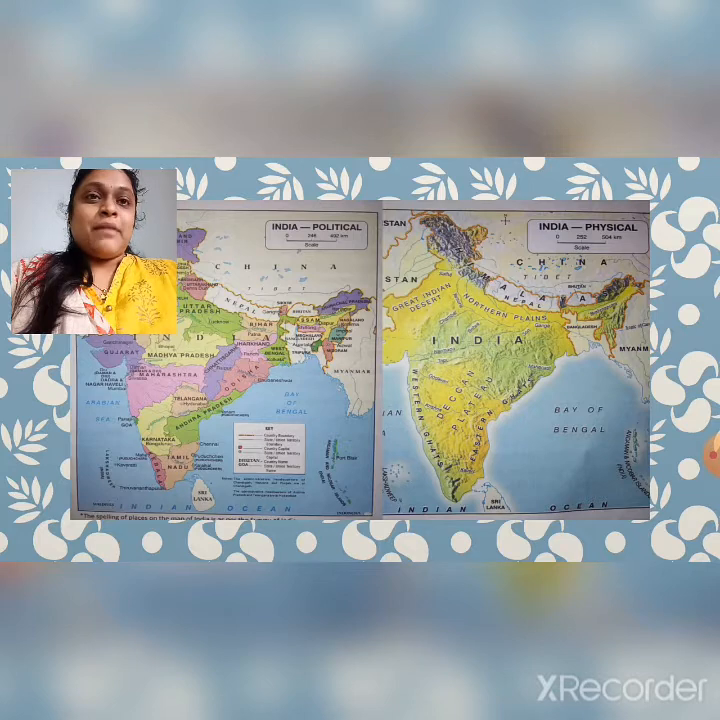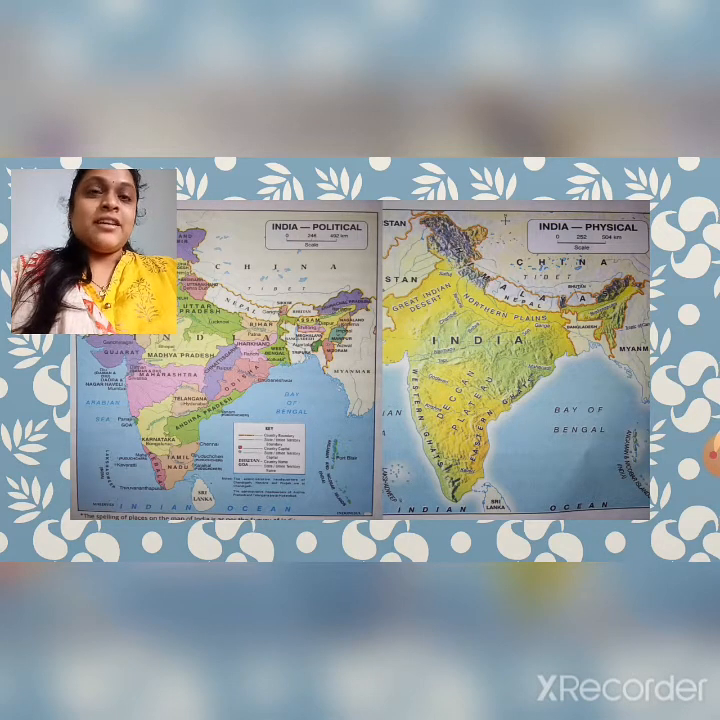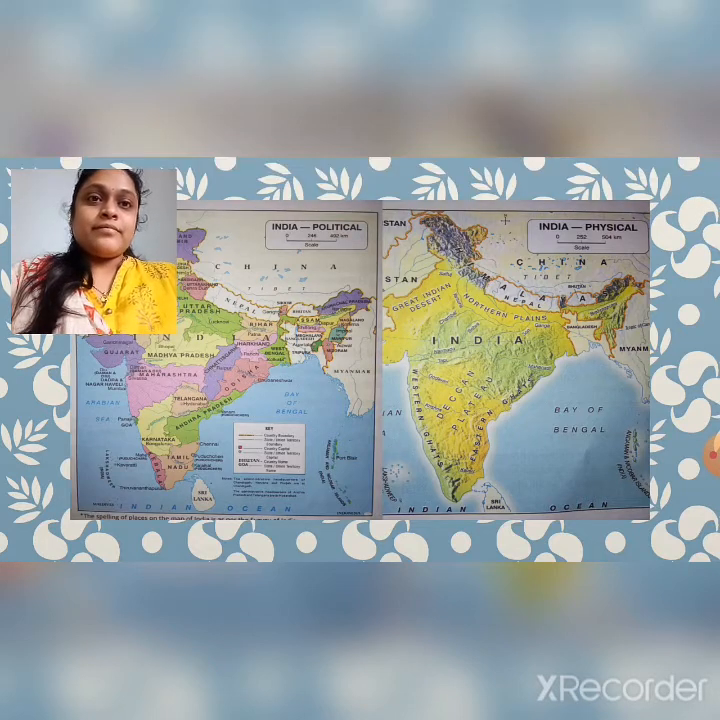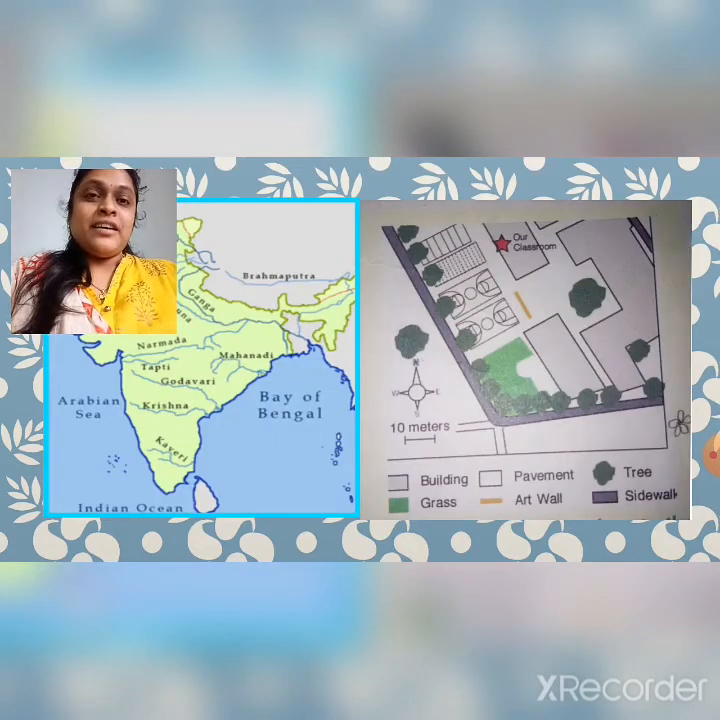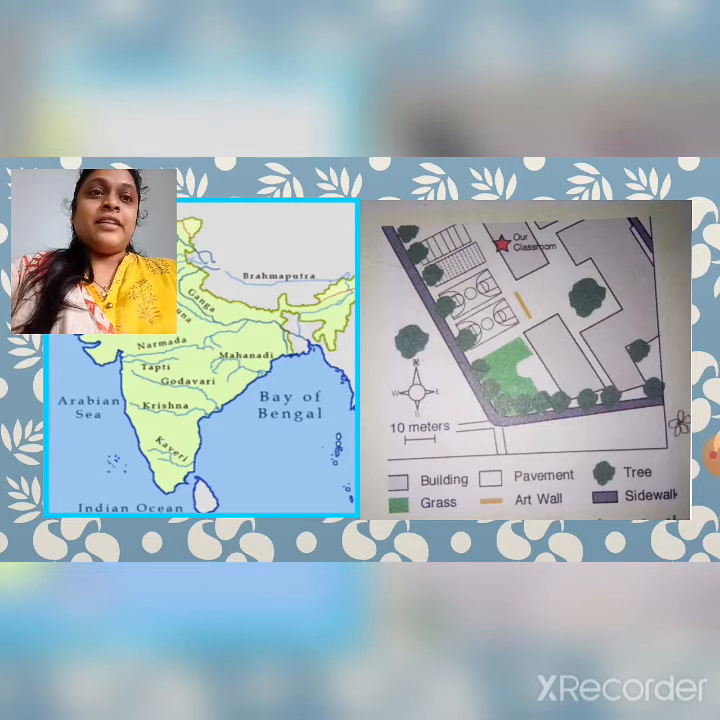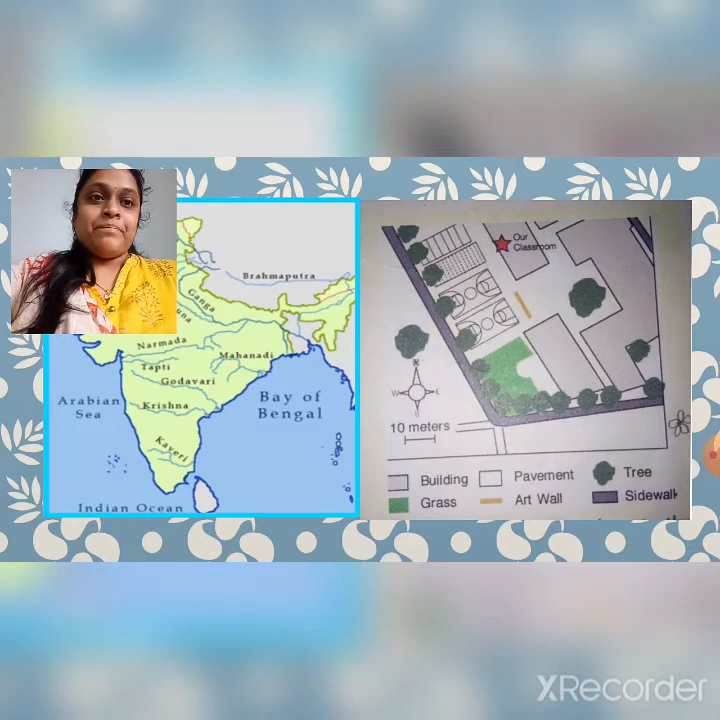Physical maps, on the other hand, are different. Physical maps show you the features on the earth's surface like mountains, seas, water bodies, plateaus, plains, and rivers also. Some maps show you the rivers also. This is also an example of a physical map. If you see it carefully, you can see the map of a school. They are using different elements on the map that we will discuss.